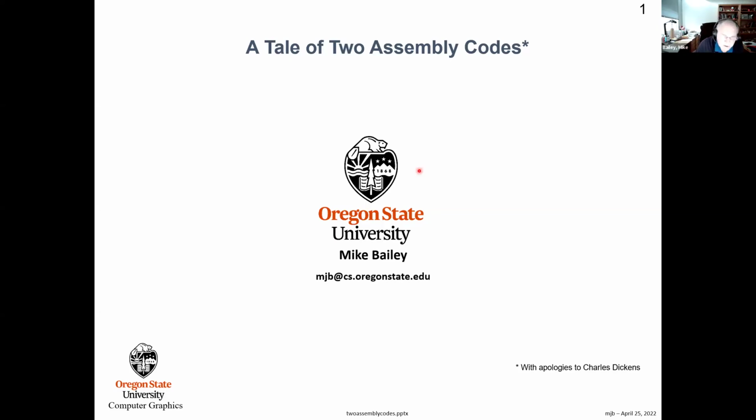So with apologies to Charles Dickens, we're going to talk about A Tale of Two Assembly Codes. It was the best of assembly codes. It was the worst of assembly codes. Okay, and I'm really telling the tale on me, because I'm the one who forgot to put in the volatile keyword, which just caused the whole program to come to a grinding halt.